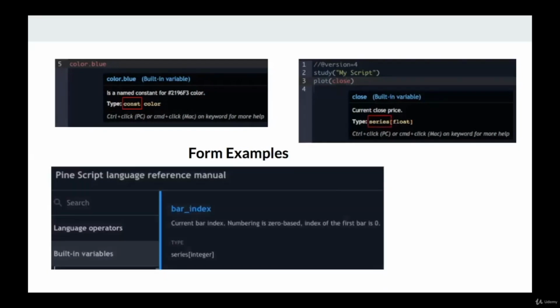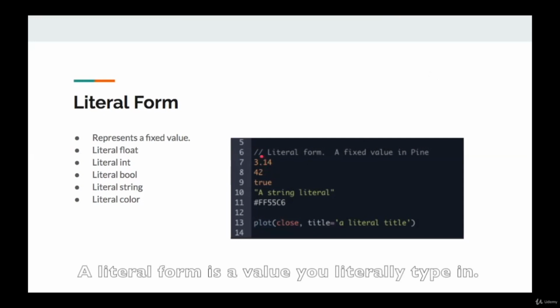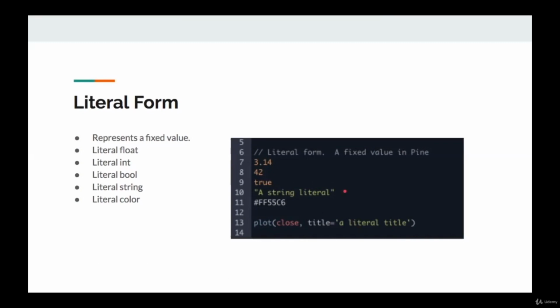And another example to show you here is bar index. It's also a built-in variable. The type is series integer, where the series is the form. So the literal form literally represents a fixed value. This one is pretty straightforward. Here we have 3.14, that's a literal float. 42, it's a literal integer, and so on. Literal bool, literal string, literal color. And here I put in the little plot function where we have this built-in variable close with the title parameter equals a literal title.